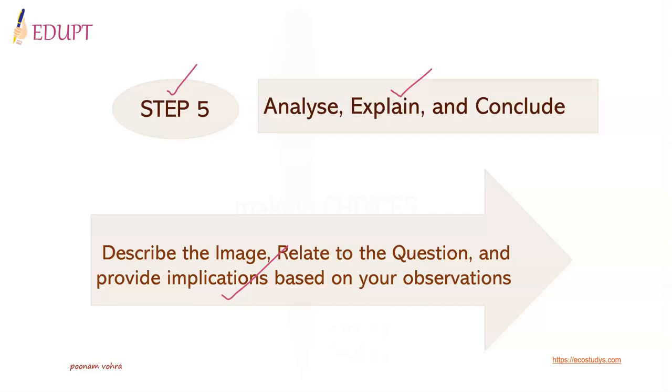Then provide insights, that is, analyze the image and provide reasoning or implication based on your observations. For example, the declining share of agriculture shows the transition towards an industrial and service-based economy. Then finally, summarize your interpretation or conclusion in 1 or 2 lines. For example, continuing with the same, this reflects a structural transformation in the economy as seen in the developing countries.